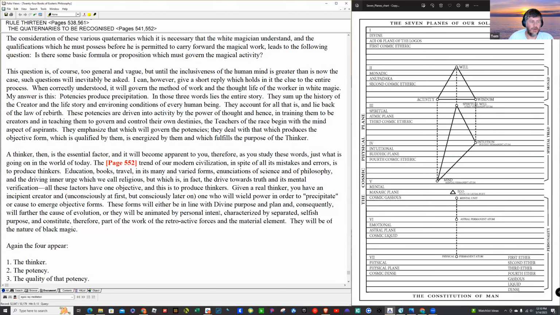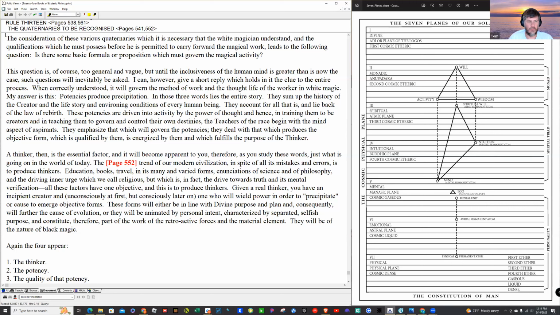The consideration of these various quaternaries, which it is necessary that the white magician understand, and the qualifications which he must possess before he is permitted to carry forward the magical work, leads to the following question. Is there some basic formula or proposition which must govern the magical activity? This question is, of course, too general and vague, but until the inclusiveness of the human mind is greater than is now the case, such questions will inevitably be asked. I can, however, give a short reply which holds in it the clue to the entire process. When correctly understood, it will govern the method of work and the thought life of the worker in white magic.